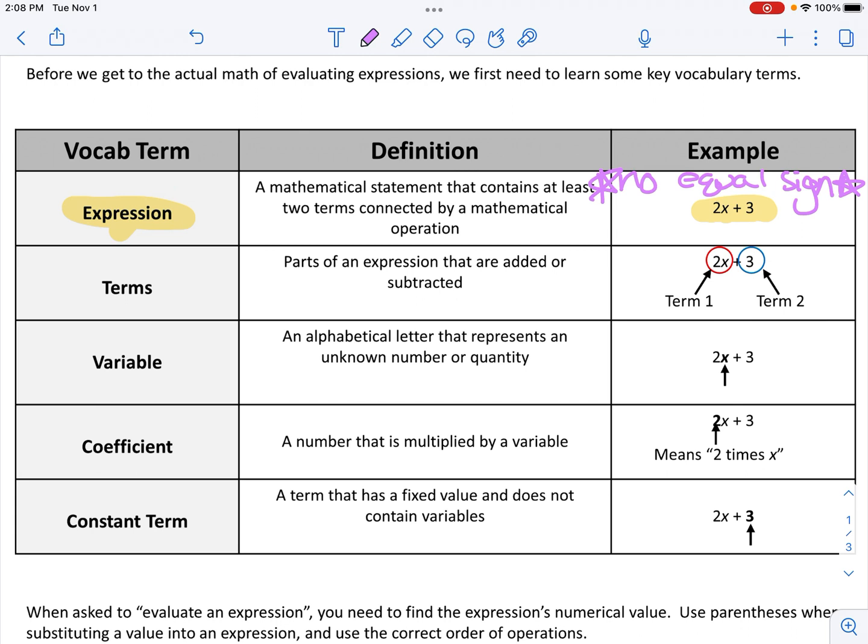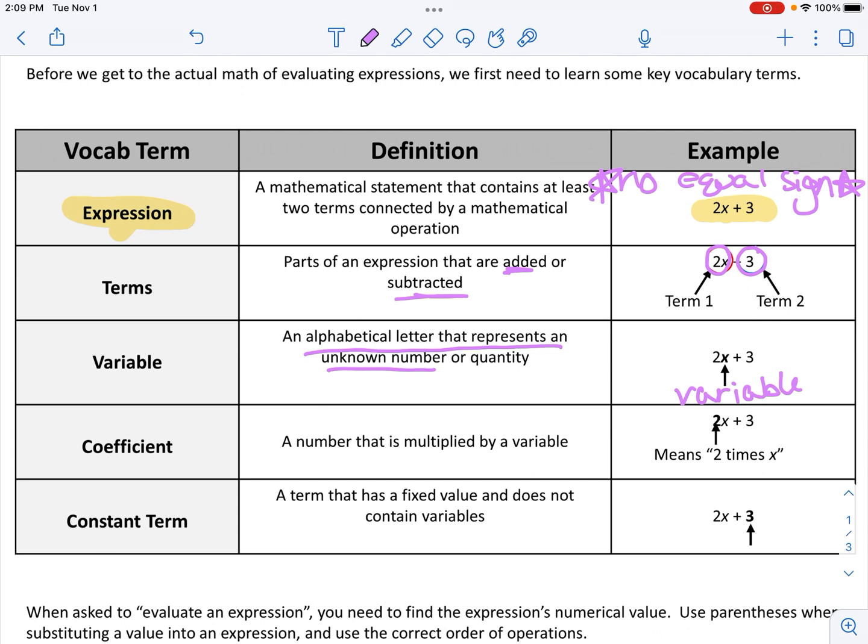Terms are parts of an expression that are added or subtracted. So for example, in 2x plus 3, we have two terms. 2x is one term and 3 is another term. They are separated by an addition sign. Our third term is variable. This is a letter that represents an unknown number or quantity. So for example, in 2x plus 3, x is our variable. This is our unknown. It could be any number. We could say x is 3.1. We could also say x is 1 million. We have no idea, so we're going to put a variable there.